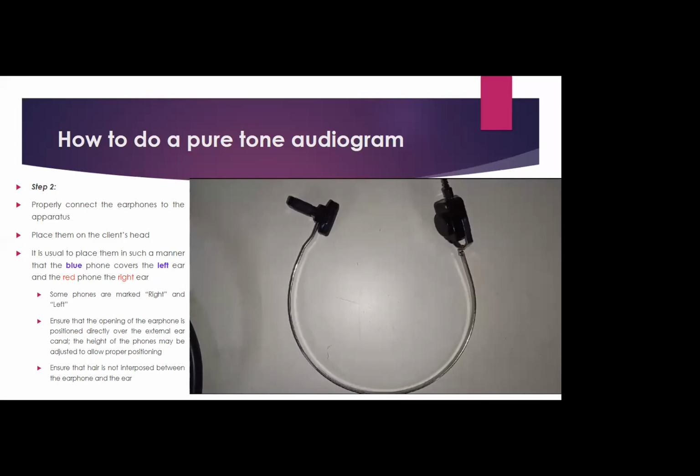It should be ensured that the earphones are placed directly over the external ear canal, and the height of the earphones may be adjusted with the help of the adjustable band, and there should be no hair in between the earphone and the ear.